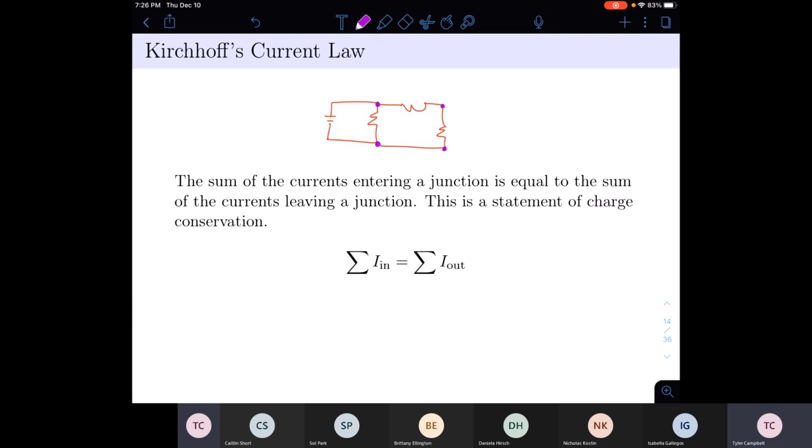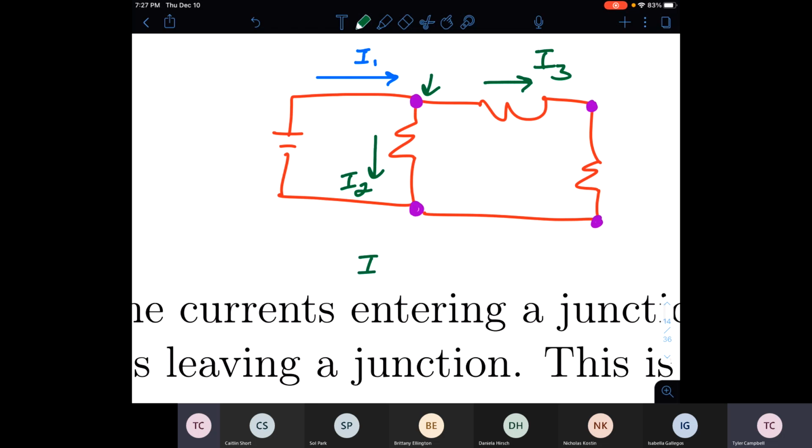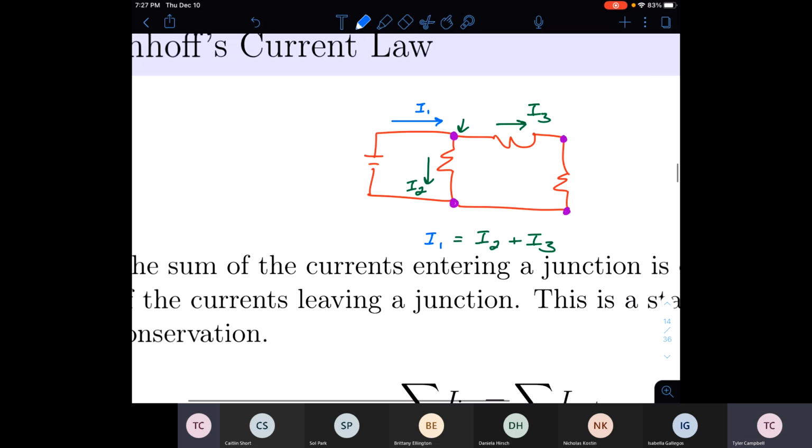So the amount of current entering my junction has to equal the amount of current leaving my junction. Let's say I have some value I1 entering my junction, and an I2 and an I3 leaving, because my current will split at this junction. Mathematically, I1 must equal I2 plus I3. We can't lose energy or charges anywhere. They had to go somewhere, and in this case they split between those two resistors. We always have to conserve energy, and that's what Kirchhoff's current law is saying.